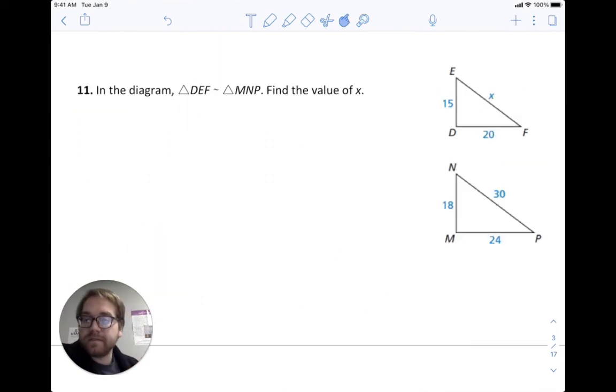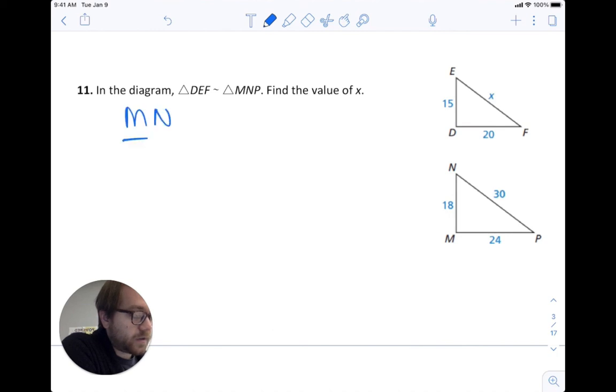All right, let's look at number 11. It says in the diagram, triangle DEF is similar to triangle MNP. Find the value of X. So if we know that these triangles are similar, then we know their angles are congruent and their side lengths are proportional. And we're looking for the unknown side length EF, which has a length of X. That's what we're looking for, that value of X. So because we know that the side lengths are proportional, we can set up a proportion that involves X and then solve for it. So in this figure, I know MN is corresponding to DE.